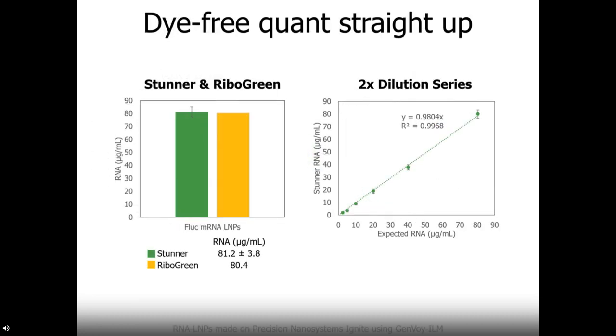Stunner's RNA concentrations agree closely with the total mRNA concentration determined by RiboGreen. The twofold dilution series of Firefly luciferase mRNA LNPs showed highly linear results down to 1.2 microgram per milliliter. Error bars are plus or minus 1 standard deviation.